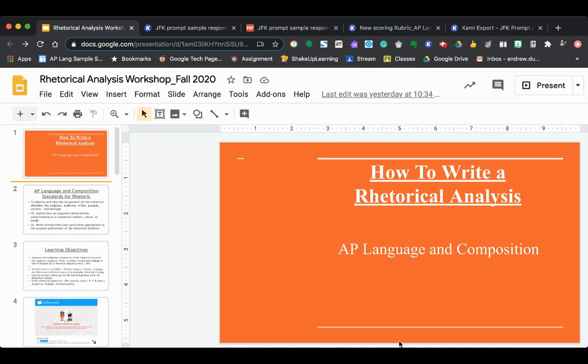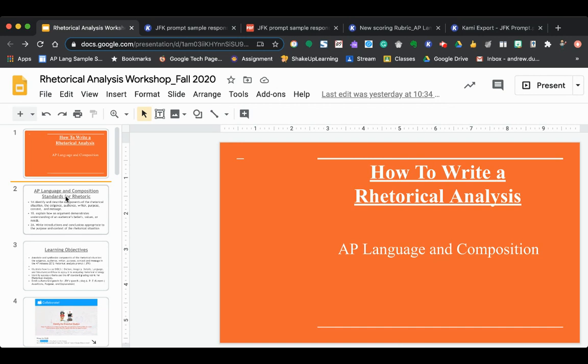So the overview of this week is basically to give you an insight of how this essay is scored on the AP exam. What are some of the major components and elements that you need to learn in order to be successful on this type of essay? And we're going to apply this using a JFK prompt, kind of like a continuation from last week's work. So I'm going to go ahead and get started.